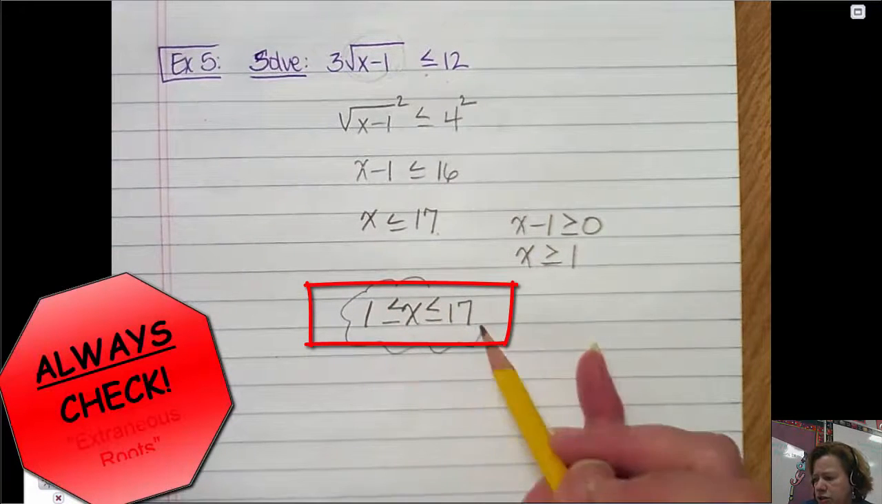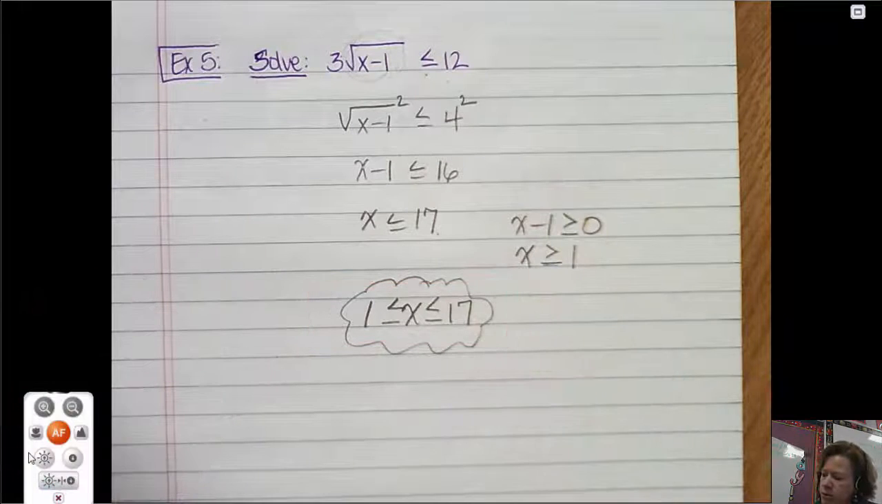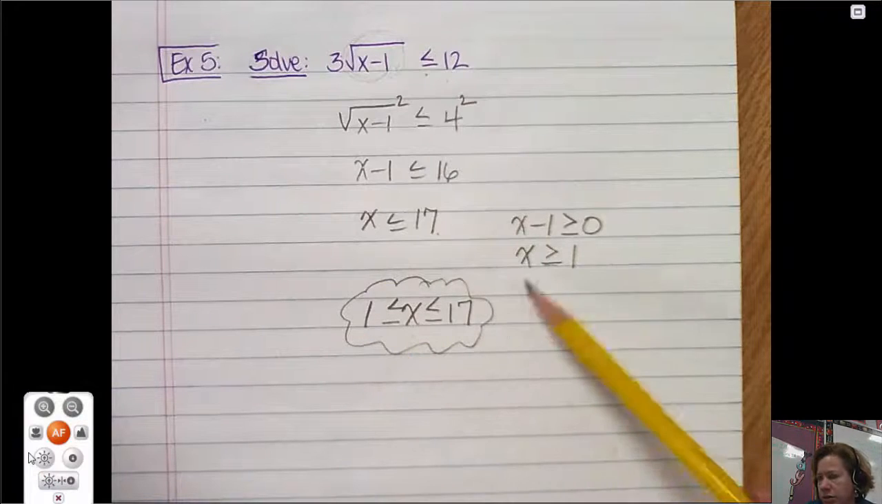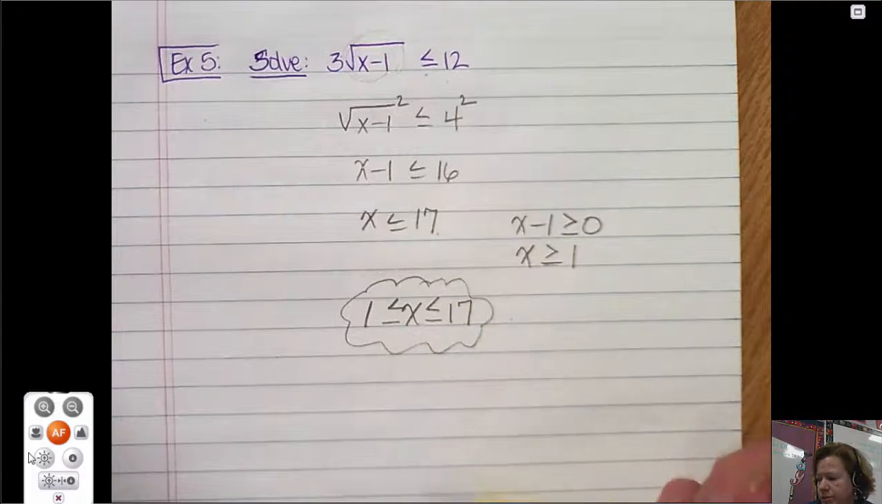And again, you can check that. You can plug in 1, you can plug in 17, make sure it works. You also should plug in numbers that are not in that range or domain and make sure that they don't work. And I'll leave that again for you on your calculator.